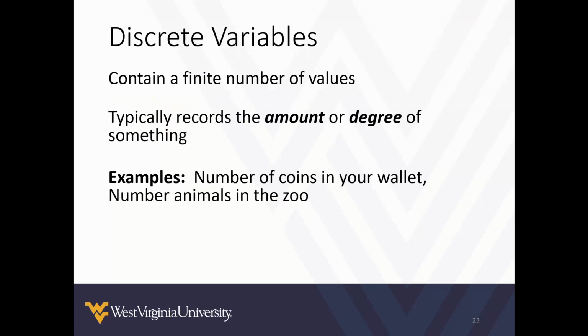So to have a better understanding of the discrete variables, as I said, these are values that are countable. They contain a finite number of values. These discrete variables typically record the amount or degree of something, such as the number of coins in your wallet or the number of animals in the zoo. You can easily count these. There is no half. There are 10 coins in your wallet. No ifs, ands, or buts kind of thing.